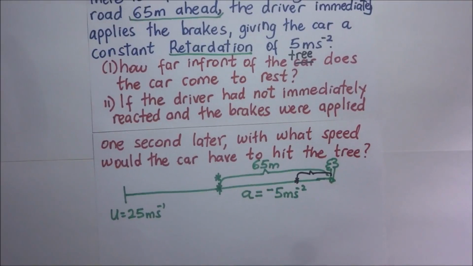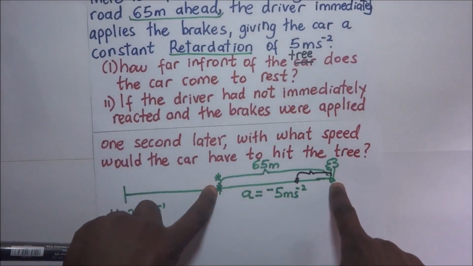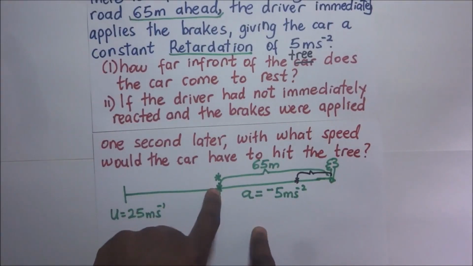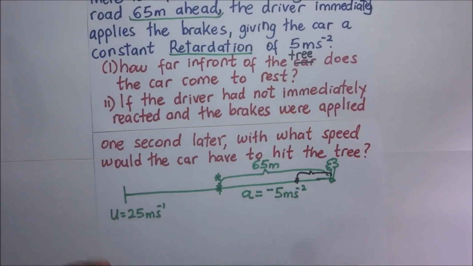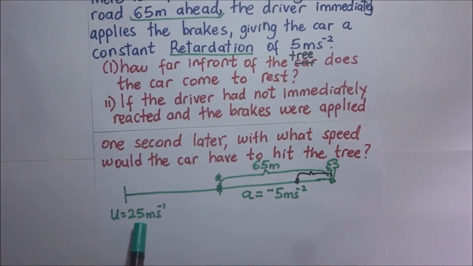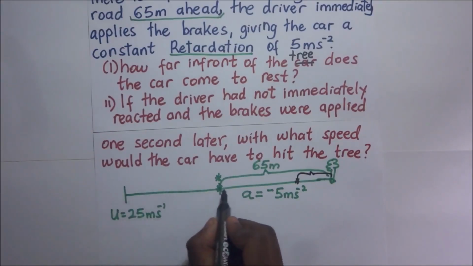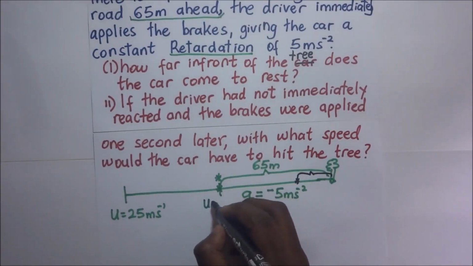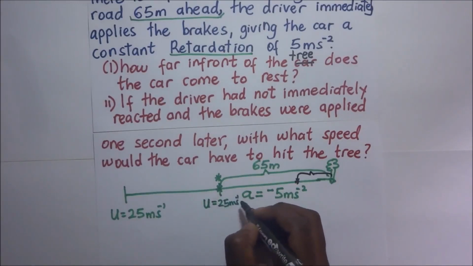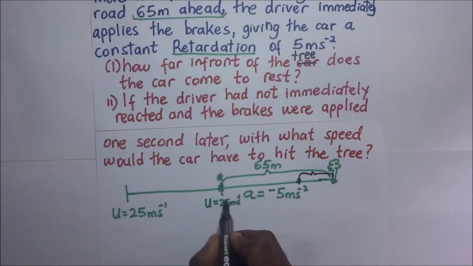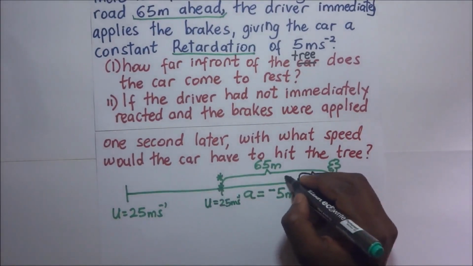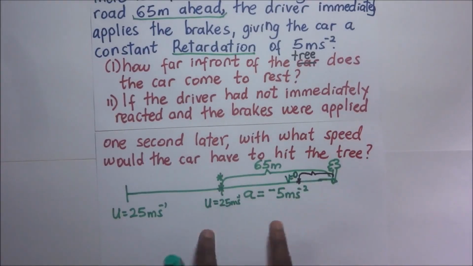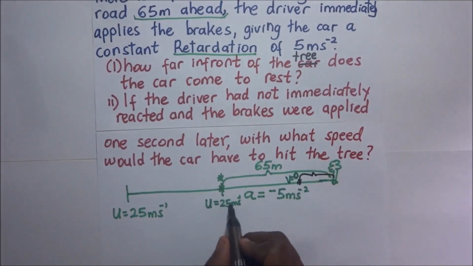So we're supposed to find the distance he covered. We know the distance from this point to that point is 65 meters. We need to find the distance from the point when he applies the brakes up to the point when he comes to rest. While he was moving here, he was moving at a constant speed, so his initial velocity here is 25 meters per second. When he starts applying the brakes, his velocity drops from 25 to a final velocity of 0. So we need to find the distance covered when the initial speed is 25, the final speed is 0, and the retardation is 5 meters per second squared. Let's get straight to the working.